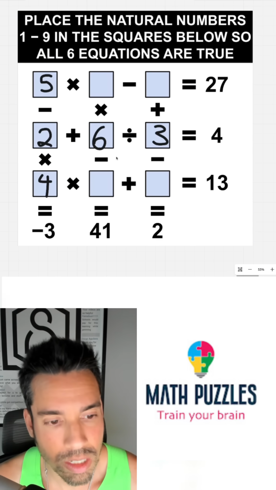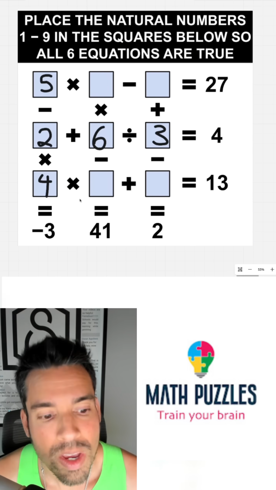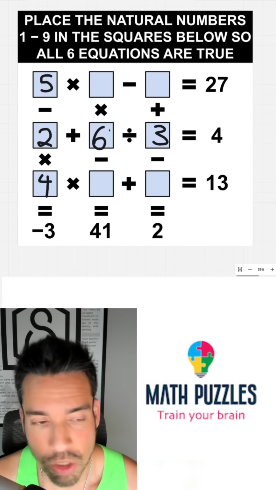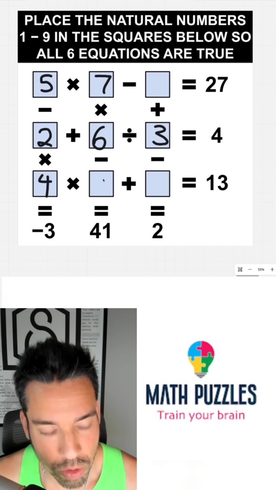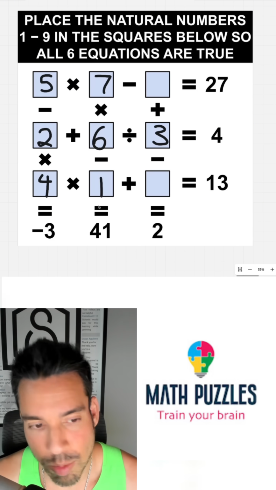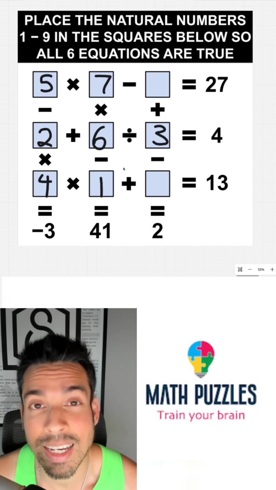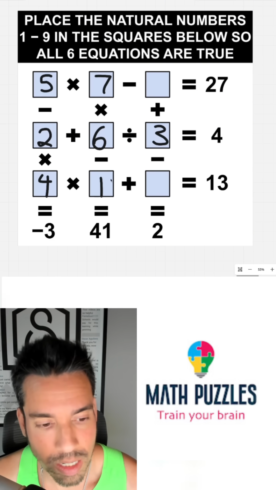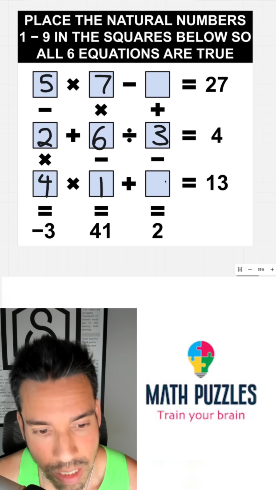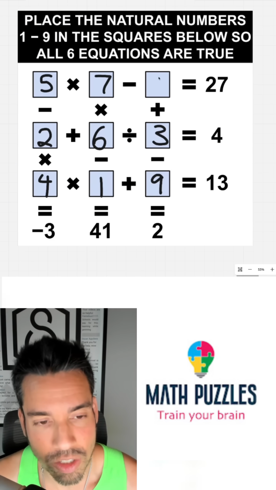Okay. Now let's come to this column. Well, 41 is pretty darn close to 42. So I'm going to throw a 7 in the mix here. 7 times 6 is 42. Minus 1 gives me 41. Now I only got 2 numbers left. I got 9 and 8. To get 13, 4 times 1 is 4. Plus what is 13? That would be 9. And my last number that I can use is 8.